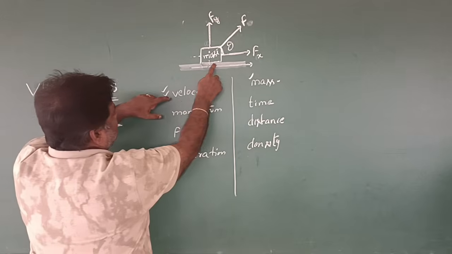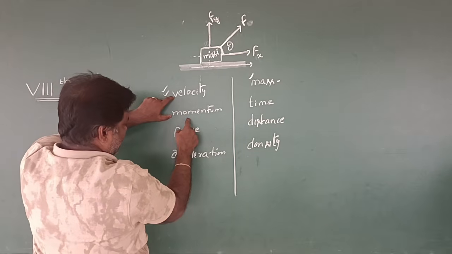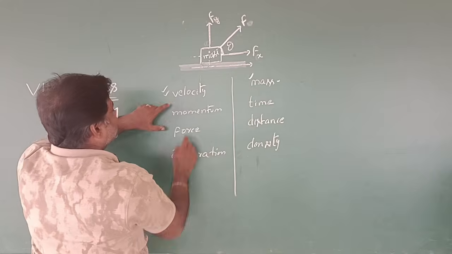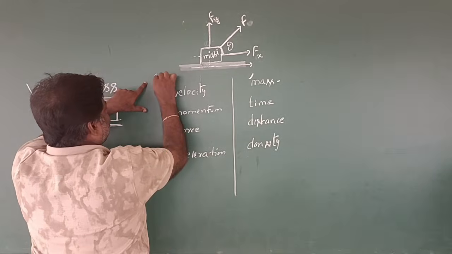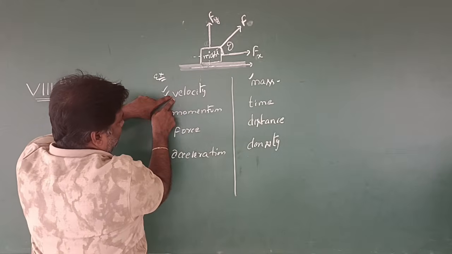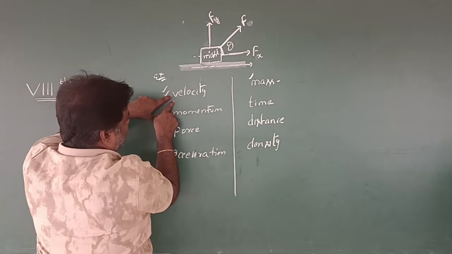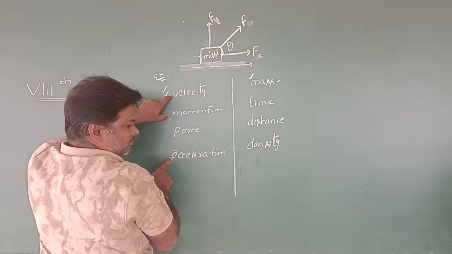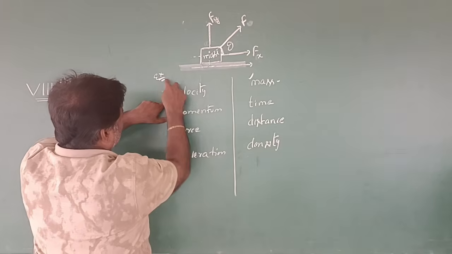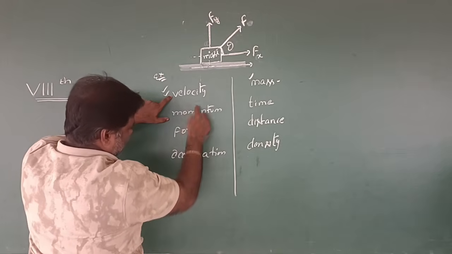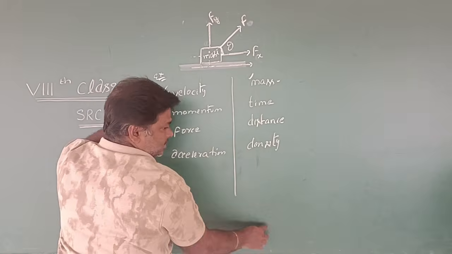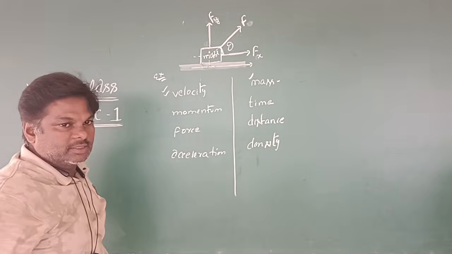And draw the same picture for velocity, momentum and acceleration. So this is today's exercise for you. What is that? Draw the same picture for velocity, momentum and acceleration, and write at least 10 vector physical quantities on the left side and 10 scalar physical quantities on the right side.